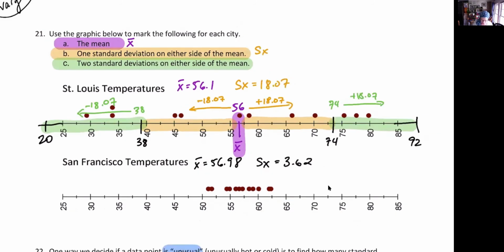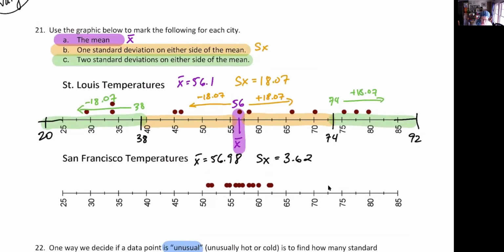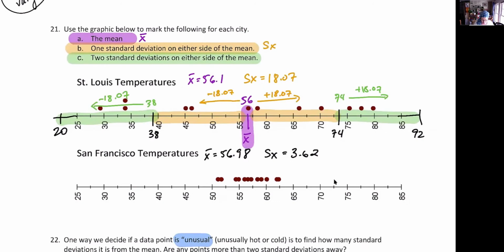Louis. The reason why we like to go 2 out is because we can be more specific and say anything lower than 20 degrees and anything hotter than 92 degrees is rare. So rare we call it unusual. So this would be unusually cold on the left side, and then the right side would be unusually hot.